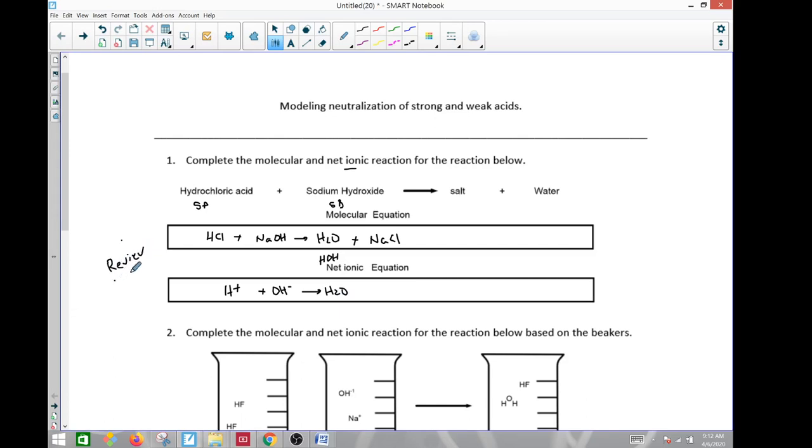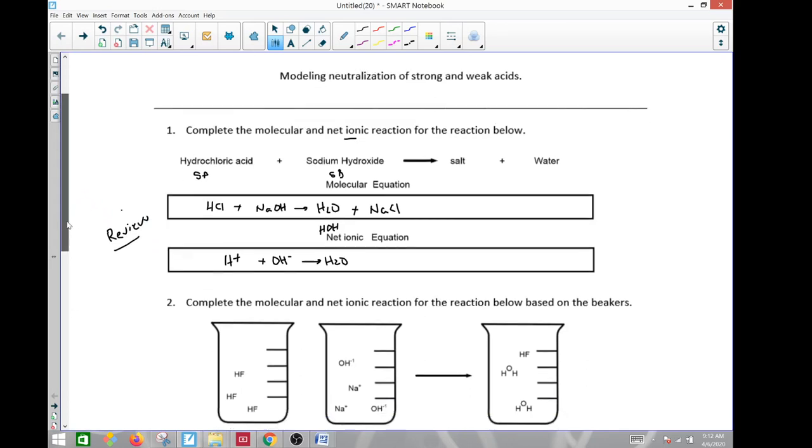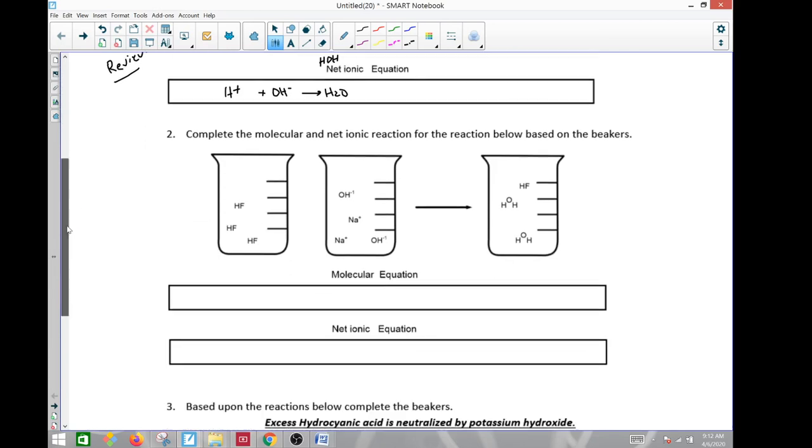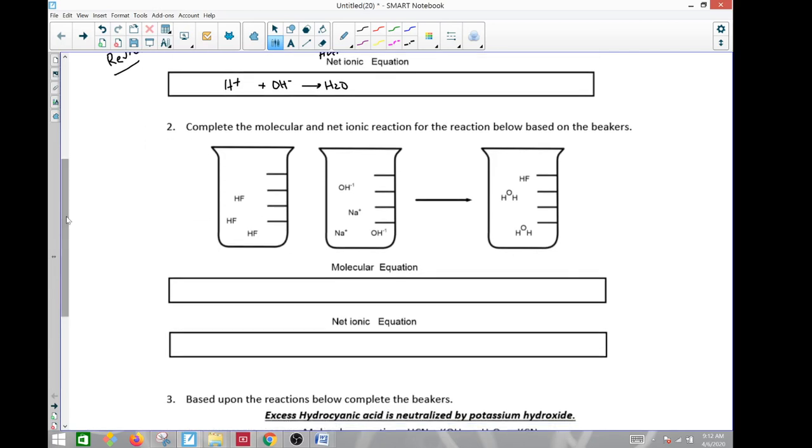So those are strongs. How do we go about dealing with things when they're involving weak acids? Again, you should be trying something on your own and seeing the difference. Now I've drawn a model out for you here. Everything's complete. You just have to now say, well, if this is what's happening here, what would these equations look like?